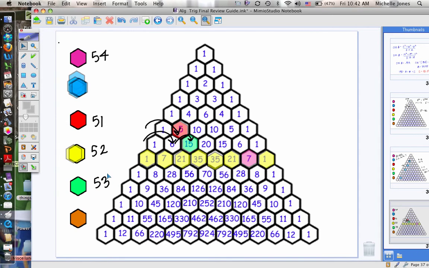Okay, and 55, what's the third term in the 3rd row of Pascal's triangle? So 55, the 3rd term in the 3rd row. So you get, this is your 0 term, term 1, term 2, term 3, 3rd term. There you go.